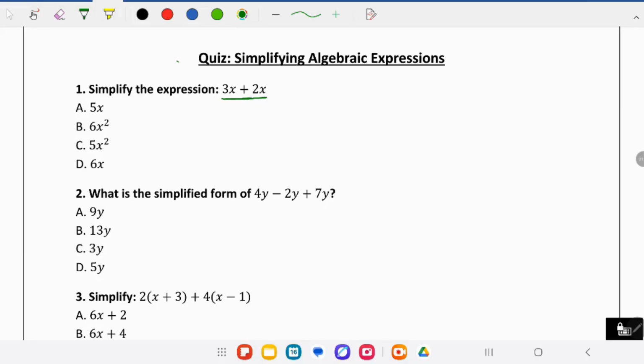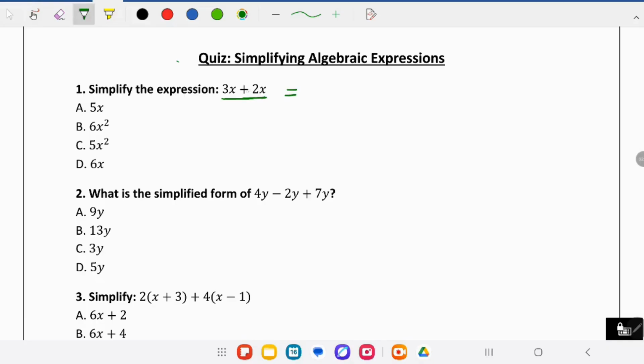These two terms are like terms. When I simplify the like terms, I simply add or subtract the coefficients according to their signs. Coefficients are the numbers before the letters. I can see this here. 3 is before x, so 3 is coefficient. 2 is before x, so 2 is also coefficient. So I'm going to add the coefficient 3x plus 2x.